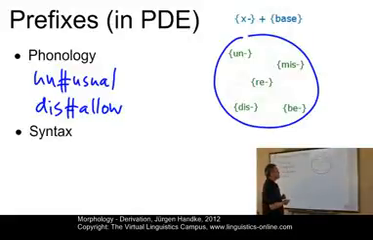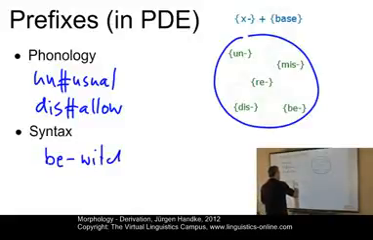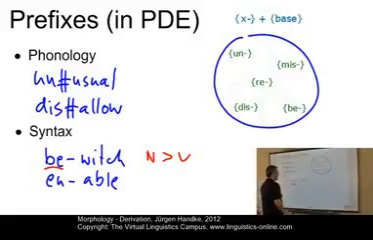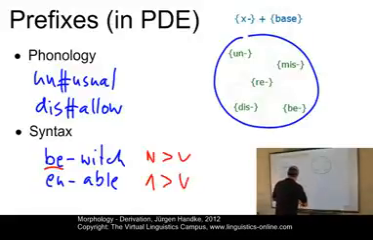On the other hand, some of these prefixes may be syntactically relevant. For example, in bewitch or in enable, you can observe a change from a noun, witch, to a verb. So here be- turns the noun into a verb. And in enable, we have a change from an adjective to a verb. So en- turns the adjective able into a verb. So some of these prefixes are syntactically relevant.